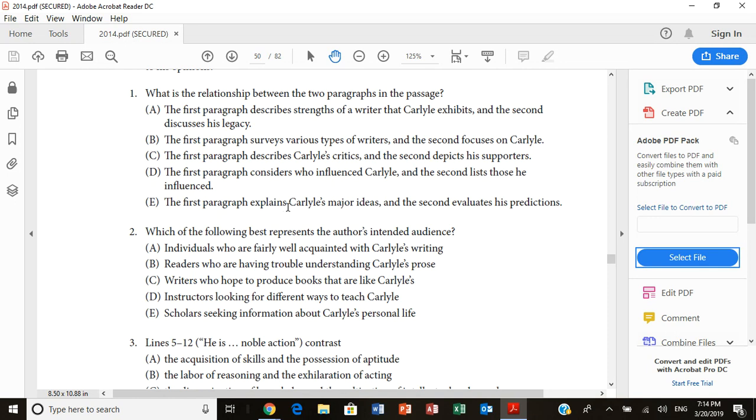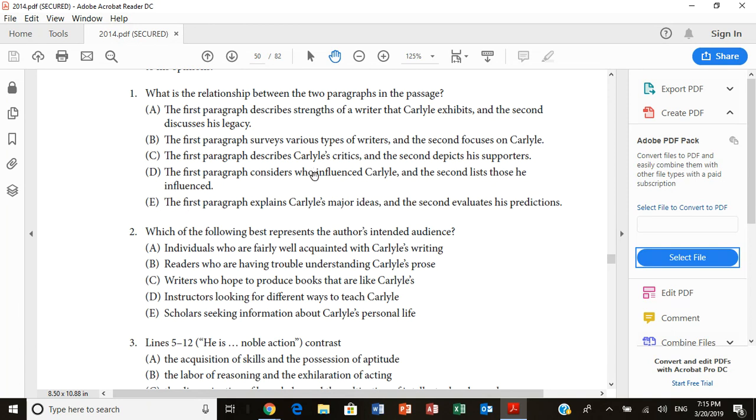The first paragraph explains Carlyle's major ideas, and the second evaluates his predictions. No, the first paragraph doesn't do that. What I'd suggest you do as you think about this question is to first answer it in your own words. What do you think the relationship between the two paragraphs in the passage is? And it is there is a kind of general discussion of what good thinking is, and then we get the specific discussion of Carlyle. Now, we don't get his major ideas anywhere. We just get this kind of natural influence he has, and we don't get any predictions. So this is just a wrong answer.